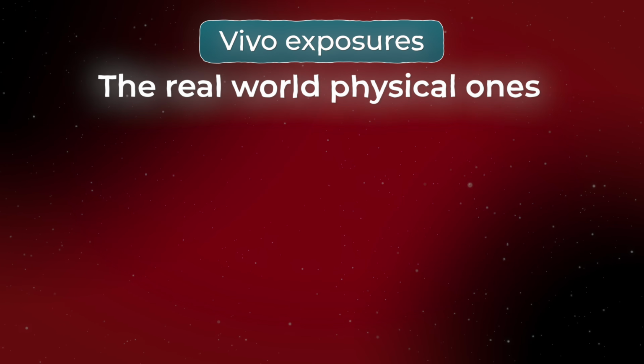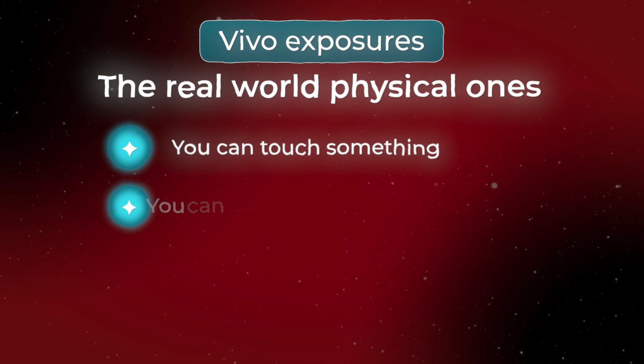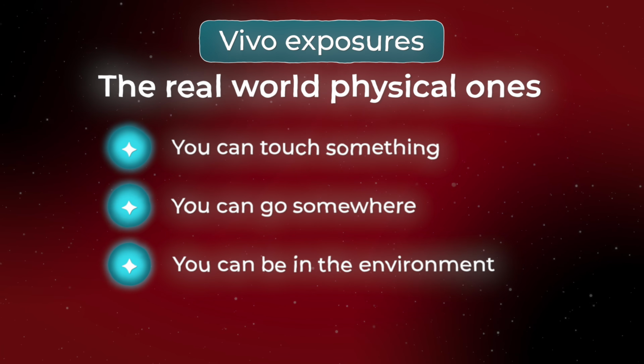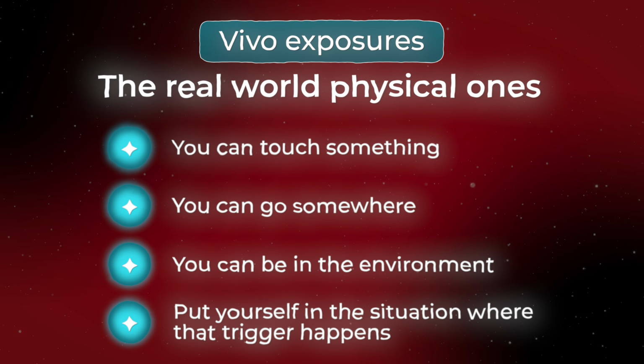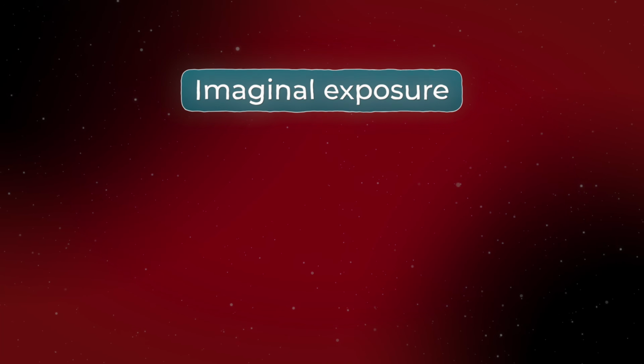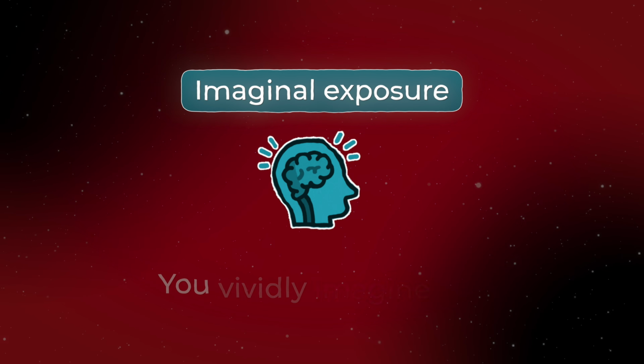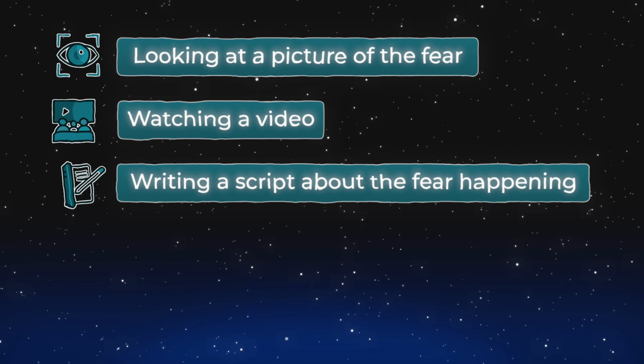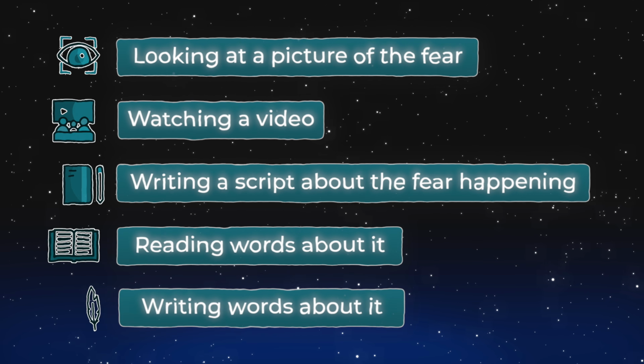Exposures come in a few forms. In vivo exposures, they're real world physical ones. You can touch something, you can go somewhere, you can be in the environment, put yourself in the situation where that trigger happens. Or there's an imaginal exposure that's in your head. You vividly imagine the feared scenario. Usually we use these when the real world versions are not really possible, like the fear of causing an accident or the fear that something bad might happen in the future. You can start with smaller moments, looking at a picture of the fear, watching a video, writing a script about the fear happening, reading words about it, writing words about it.